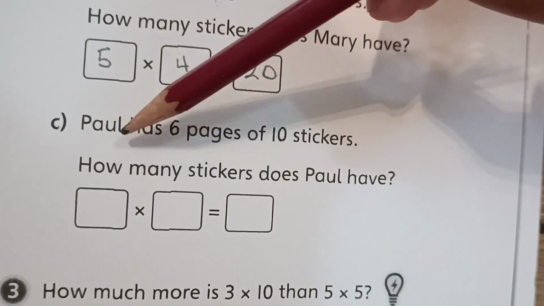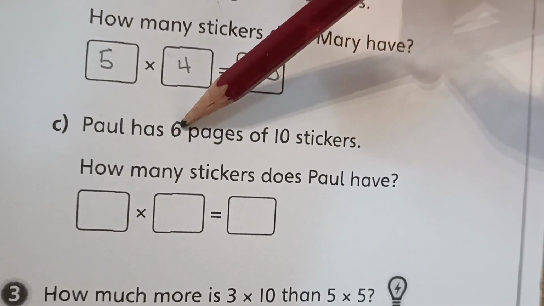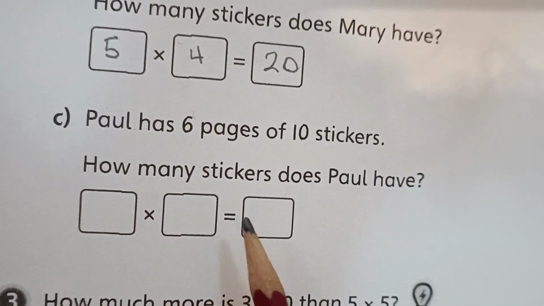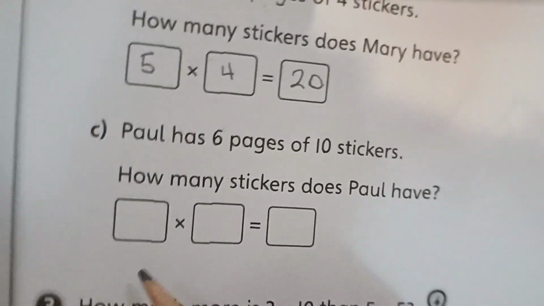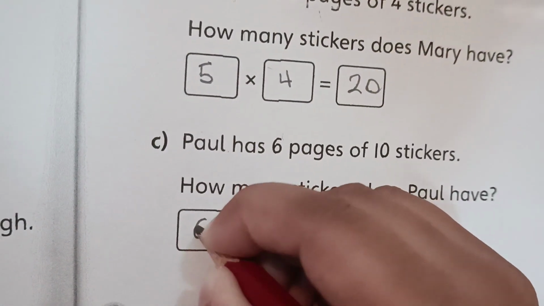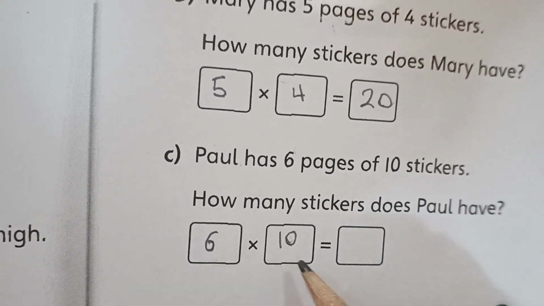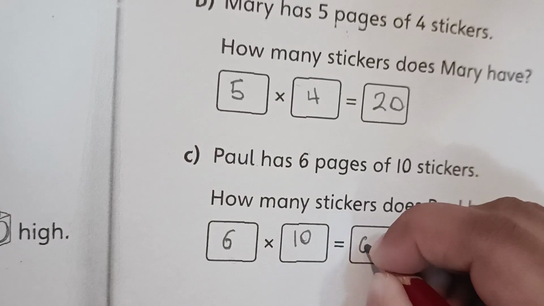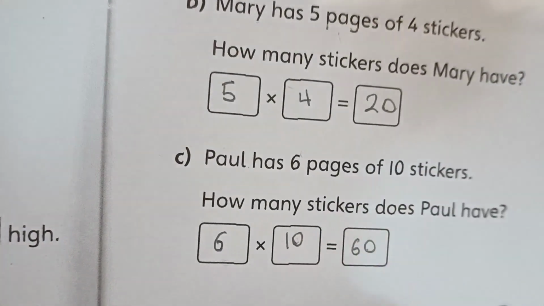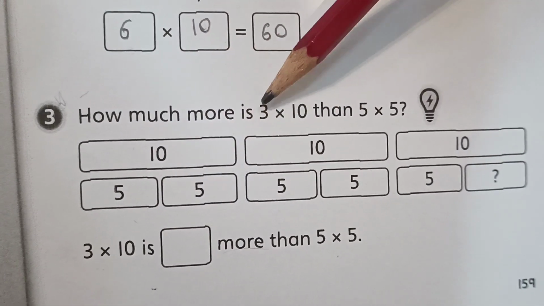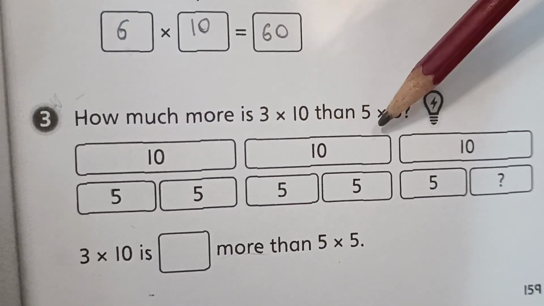Number C. Paul has 6 pages of 10 stickers. How many stickers does Paul have? Okay, here this is 10 times table and it's so easy. 10 times 6 is 60.